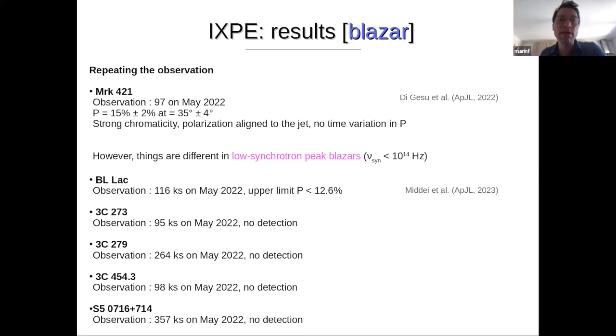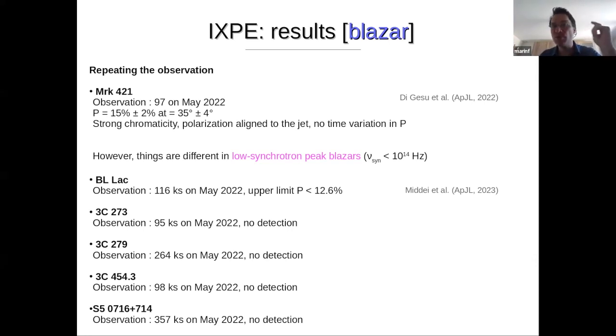We did it also for Markarian 421. Exactly the same thing: strong chromaticity, polarization degree high and aligned with the jet. No variation in time for the polarization degree. And I am not allowed to show you the result, but we did it for several other high synchrotron peak blazars, and we always find the same data. But those are still under embargo, so I cannot talk about them. But there are not only two sources, there are more.